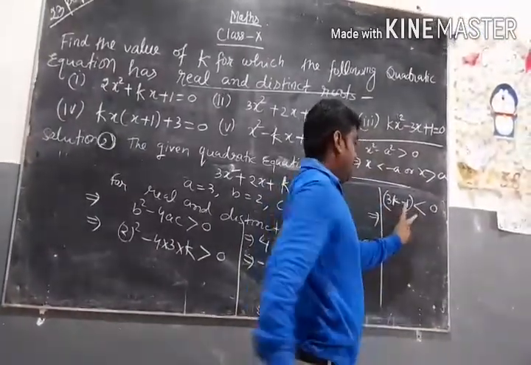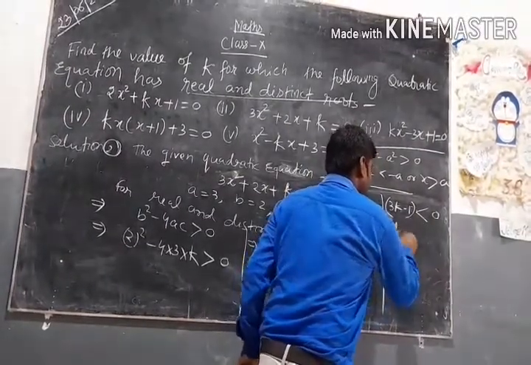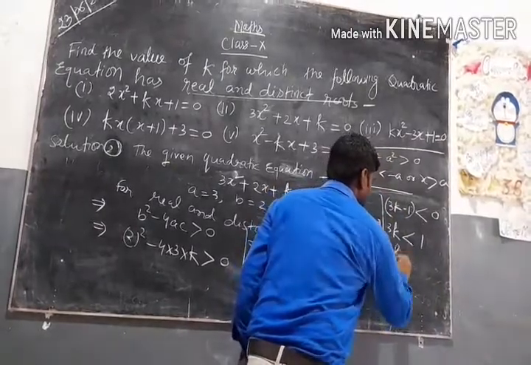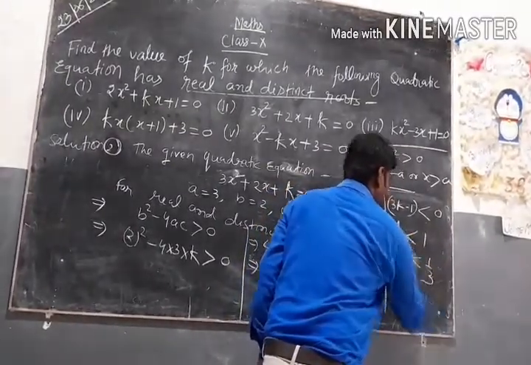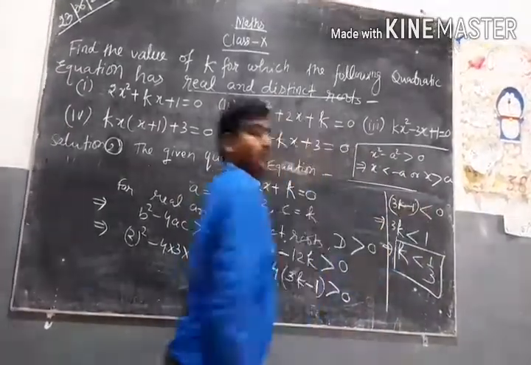This implies, here is minus 1, add plus 1 on both sides, we have 3k less than 1. This implies k less than 1 by 3. So this is our required solution. Thank you.